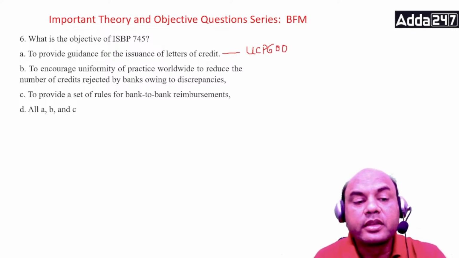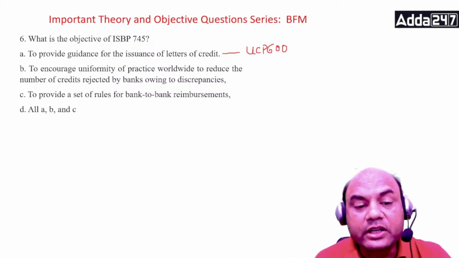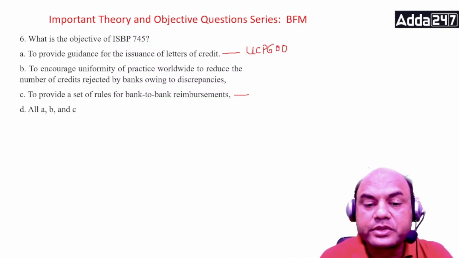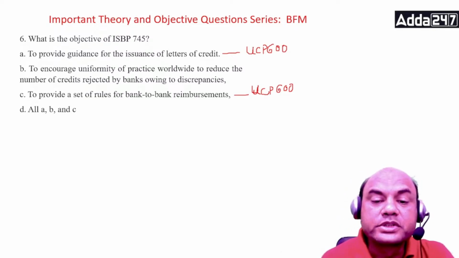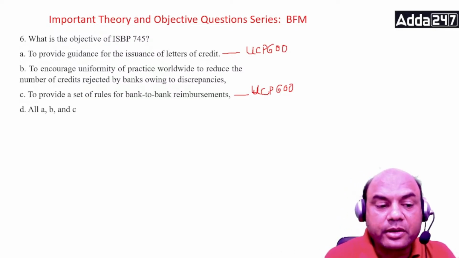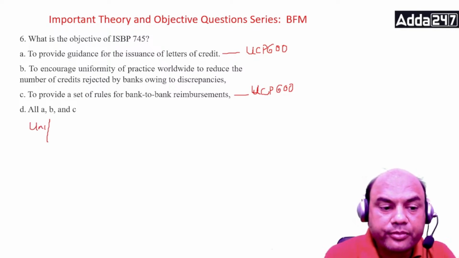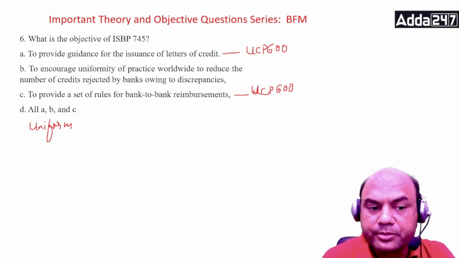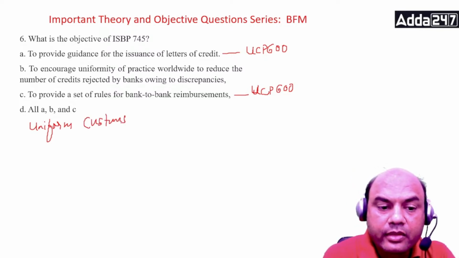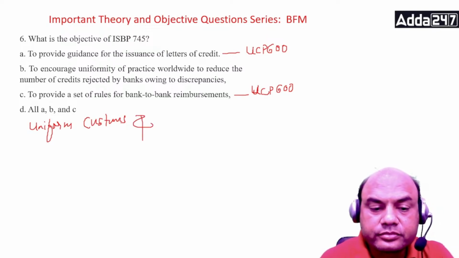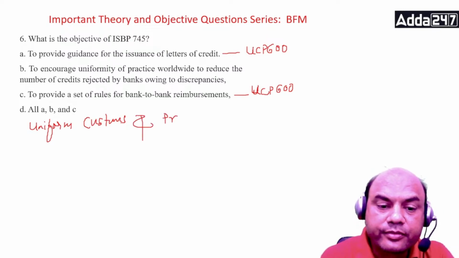Then C, to provide a set of rules. Again, it is provided by UCP 600. Now you will ask, what is this UCP 600? Those who have not started their studies up till now: UCP means Uniform Customs and Practices.